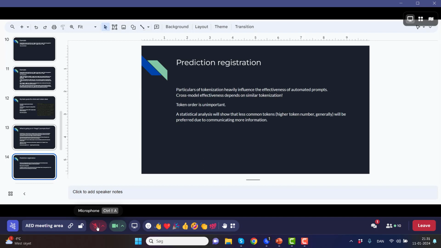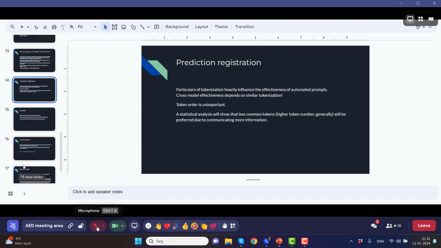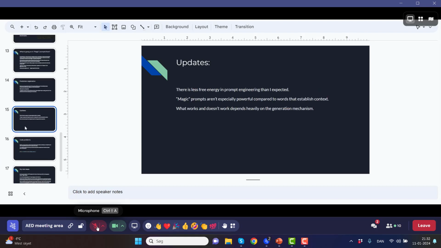Like the prompts tend to end with nouns: the second last token is a noun and the very last token is punctuation. Other than that, I think a lot of the word order doesn't really matter. And obviously, less common tokens communicate more information. That's obvious. So my personal update is that there's much less free energy in prompt engineering.